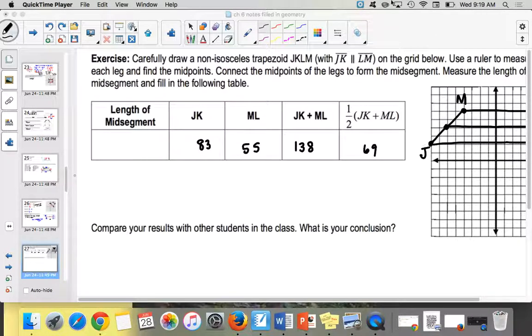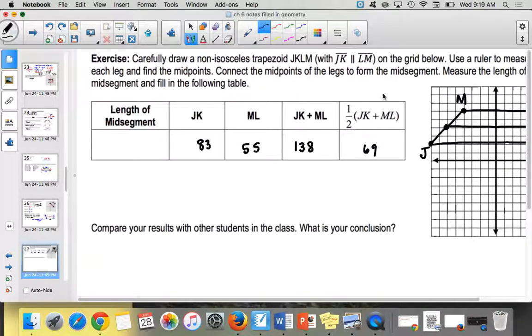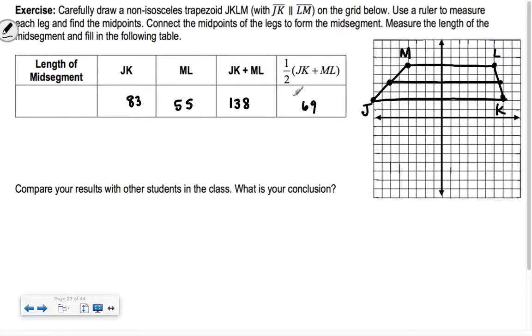All right, so we found JK and ML, and when we added those together, I had 138. Mine's a little bit bigger than yours because it's on the screen. Then I found half of it and found this measurement, and it was 69 millimeters, and that's half of that JK plus ML, so it worked out. Okay?